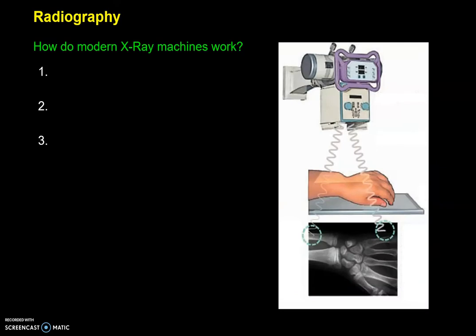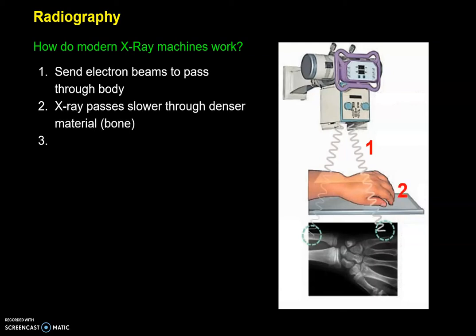So how do modern X-ray machines work? First, they send an electron beam to pass through the body. Second, the X-ray will pass slower through denser material such as bone. And then finally, a film or a receiver will capture the image.